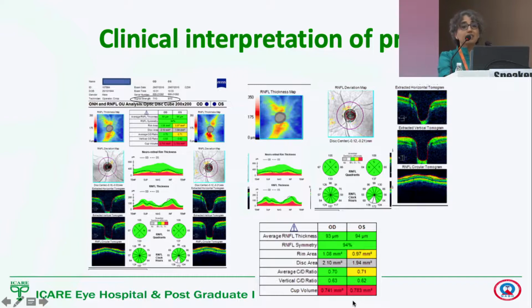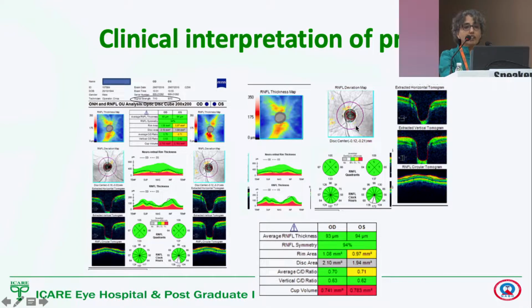Cup volume is another very important parameter, and I'll show you some examples where it can help you. Not always is a deep cup abnormal, but in some cases, increasing cup volume can also be a sign of glaucoma. So here you can see it's getting flagged in red, but it might be just normally a very deep cup in a patient, because you can see how healthy the nerve fiber layer is looking over here.